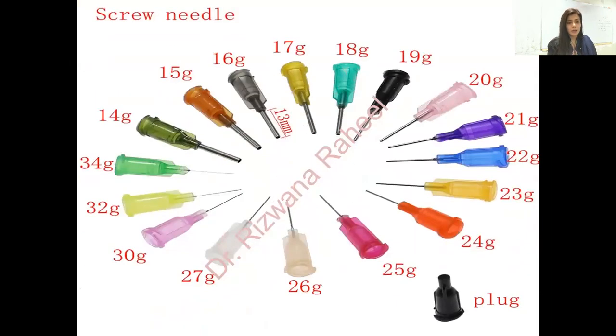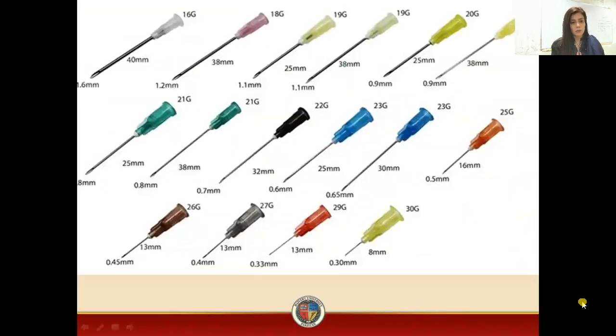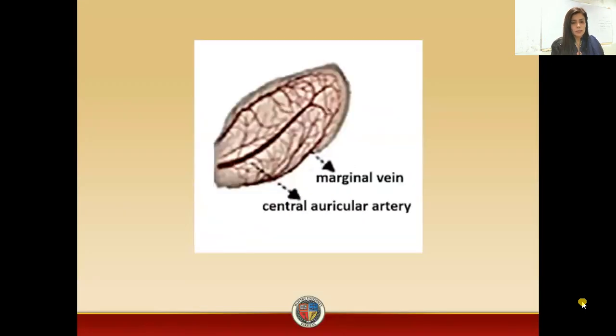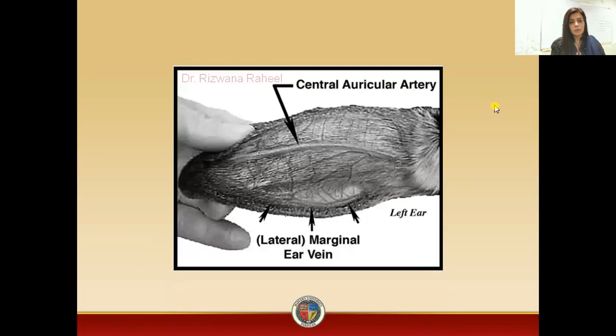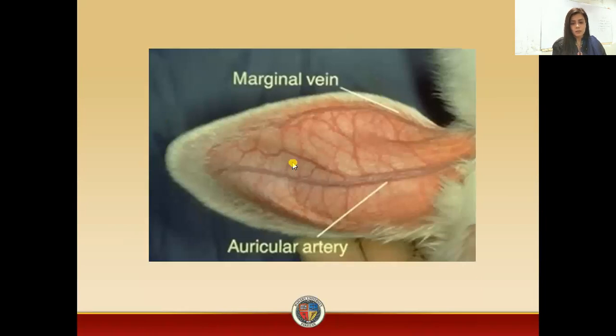Now, this is the diagram which is showing that we have syringes, we have these needles for different syringes, and these needles are of different gauges. You can select any gauge according to your requirement. Then this is a diagram which is showing the marginal vein and the central auricular artery as well. Then this is the same diagram representing the marginal ear vein and central auricular artery. And here, this is also the same diagram.